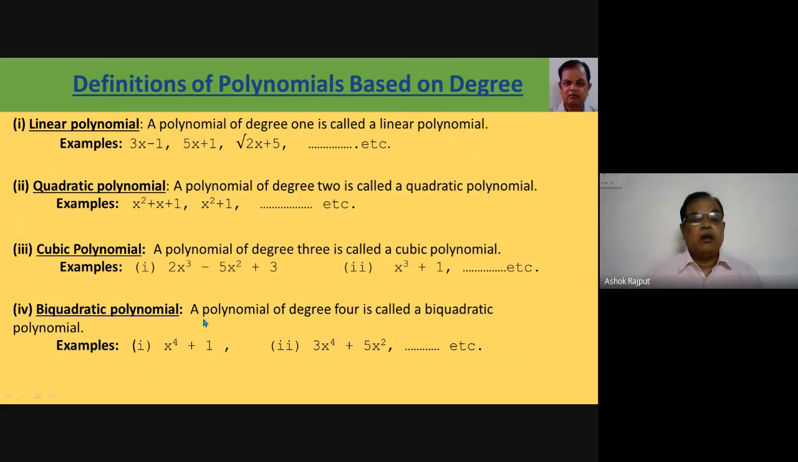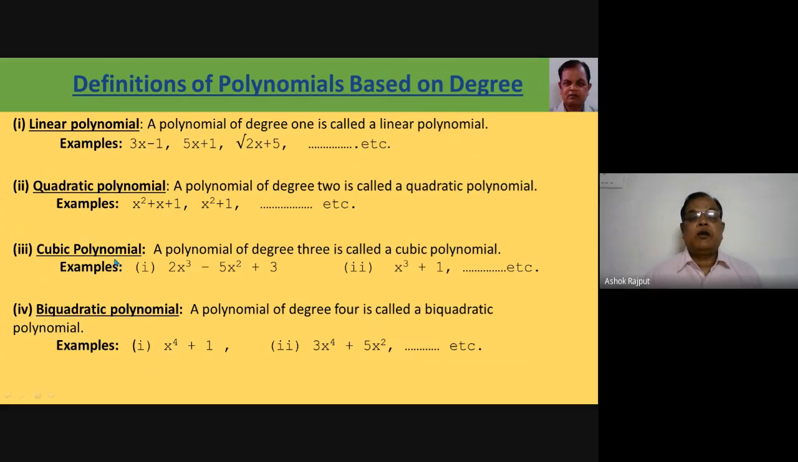Biquadratic polynomial. A polynomial of degree 4 is called a biquadratic polynomial. Biquadratic means if its power is 4, then it is a biquadratic polynomial. As we are seeing in the example, x raised to the power 4 plus 1 in the first, in the next, 3x raised to the power 4 plus 5x square, et cetera. This way we have defined the linear polynomial, quadratic polynomial, cubic polynomial, and biquadratic polynomial.